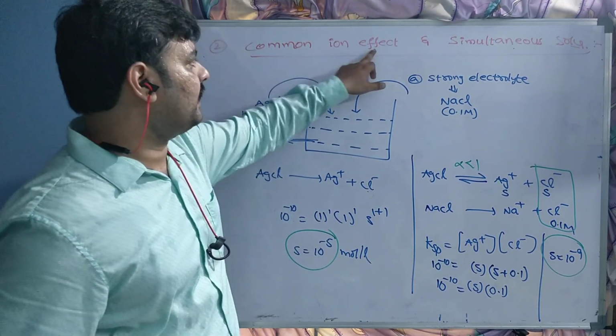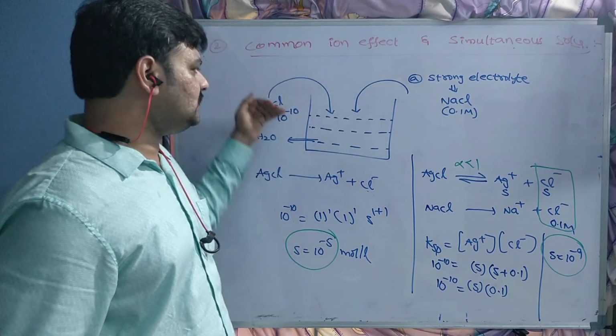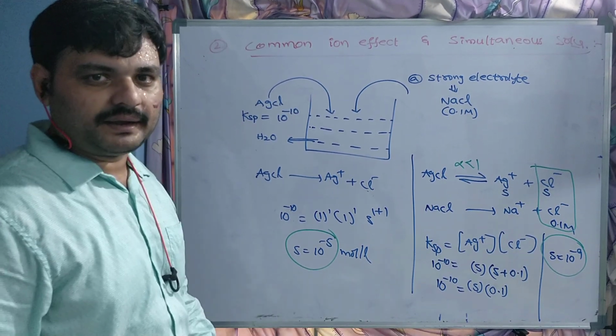So what is the common ion effect? What is the effect of a common ion? Because of the common ion, the solubility of the sparingly soluble salt decreases. This is the common ion effect.